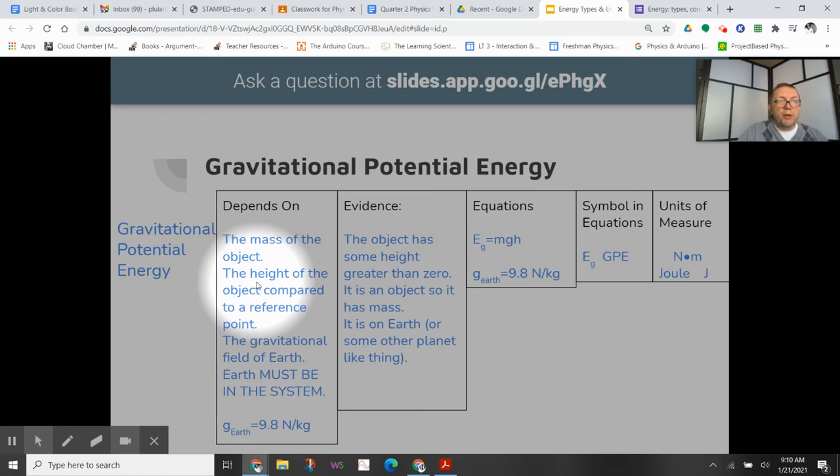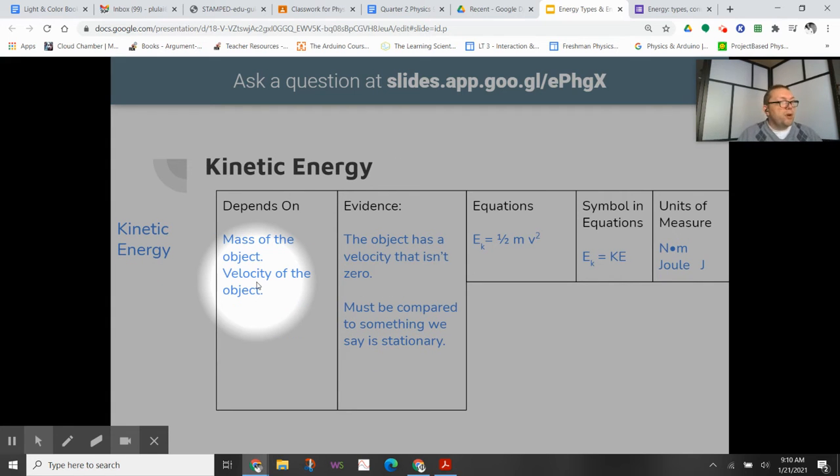So if we're trying to figure out if something has kinetic energy, the evidence that we look for is that it's moving, that it has a velocity that's not zero. And we usually compare that velocity to something stationary in the room or nearby. So the evidence that there is kinetic energy is an object that has mass, and we see it moving with a velocity that's not zero. So when we're trying to figure out what types of energies are present for something, with kinetic energy, is there a thing? And does it have a velocity? Is it moving? There you go. Then it must have kinetic energy.